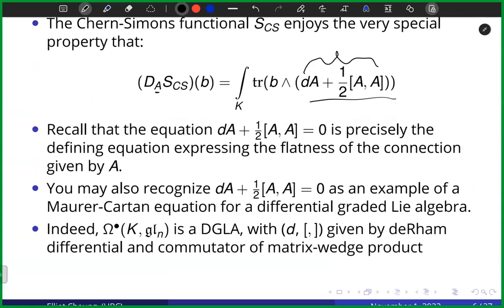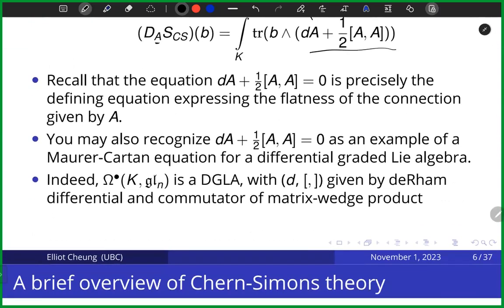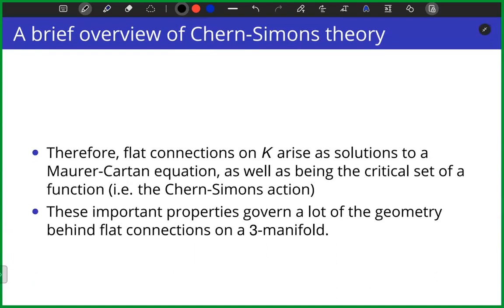So if my connection is flat, then this term here will be 0. Then flat connections on K arise as solutions to a Maurer-Cartan equation, as well as being the critical set of a function, in particular here, the Chern-Simons action. These important properties together govern a lot of the geometry behind flat connections on a 3-manifold.